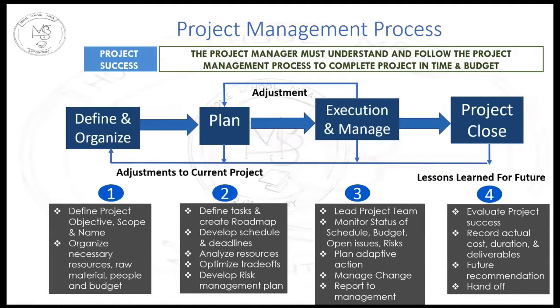And then we come down to number 2 step, that is plan: create roadmap, develop schedule and deadlines, analyze resources, optimize trade-offs, develop risk management plan. Now, here what we mean is that developing a schedule means that we set the phases. There are 3 different phases that we can go: short-term, medium-term, and long-term phase, depending on the duration of the project or the volume and the size or the magnitude of the project.